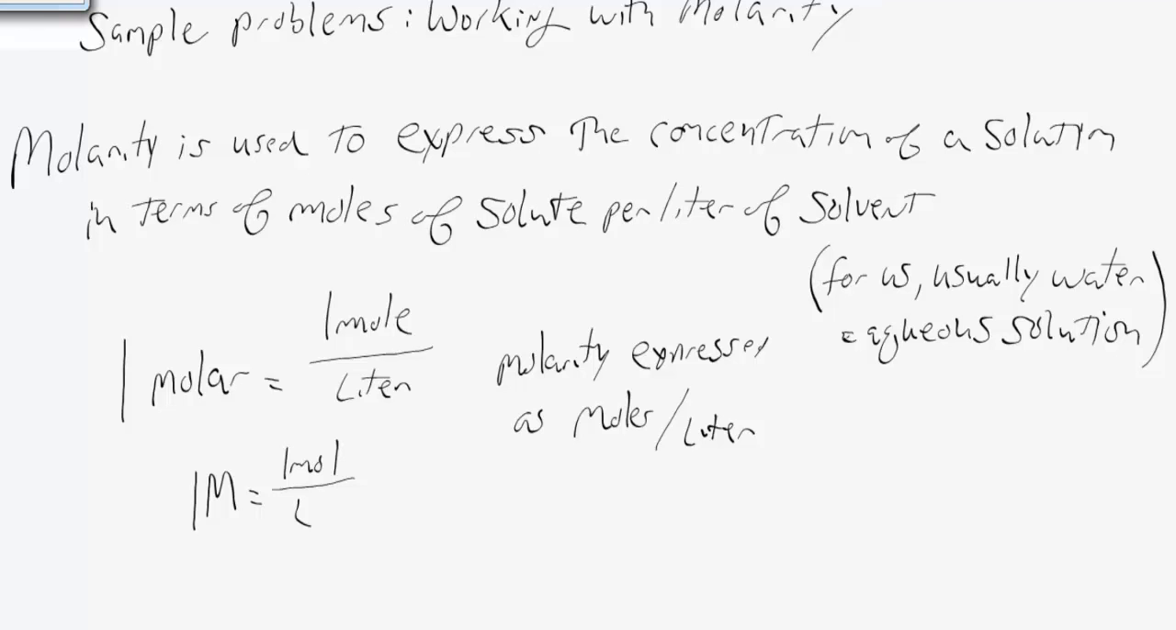So here we have one molar is equal to one mole per liter. So if we have one mole of an atom or molecule dissolved in 1 liter of solvent, then that is a one molar solution. And we can abbreviate this as one capital M is equal to one small case mol over L for liter. So the big M stands for molar, meaning a concentration, and the small letters mol stand for moles, based on the molecular weight that we've already worked on.